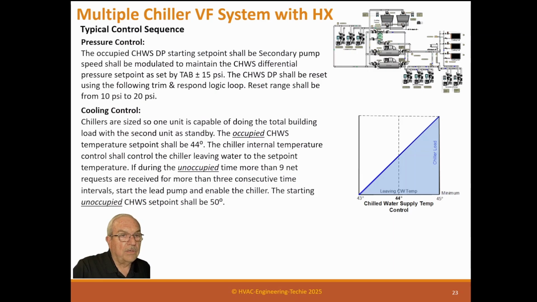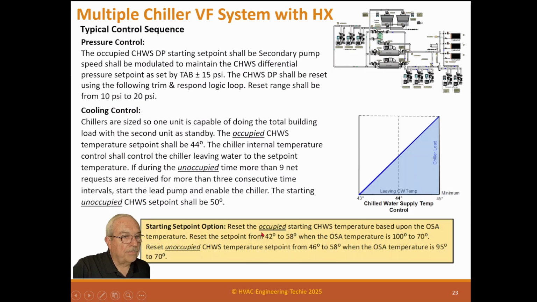The starting unoccupied chill water set point should be 50 degrees for unoccupied. And again, we're running this from 44 to 45. We only have a 2 degree span here, which is fairly close. Normally we'd see a little more than that, maybe 4 degrees, but all we're saying is that when it's at 43 degrees, the chiller load is at minimum. When it's at 45 degrees, it's at maximum.